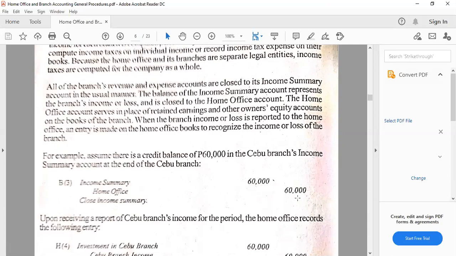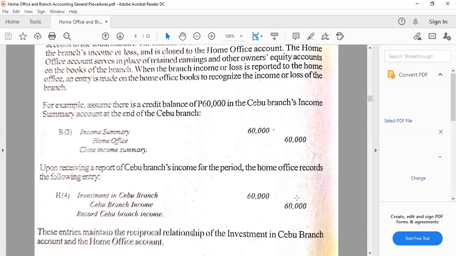On the part of the home office in its books of accounts or records, we will have to debit the investment in Cebu branch at 60,000 and we are going to credit Cebu branch income at 60,000. Then a realization here can be actually made. And what is that? If you can notice, we think again of the opposite. So credit home office, debit investment in Cebu branch.